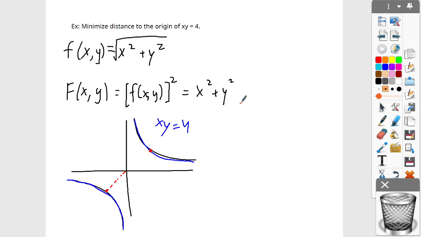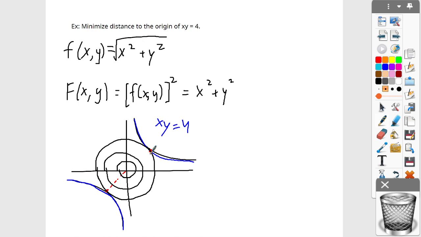Now if we take the function x squared plus y squared, and we draw level curves of it in the graph, you're going to notice these level curves are circular. And specifically, these circles meet the constraint at this point exactly, and it is tangent. That's the most important thing, that it's tangent to the hyperbola.